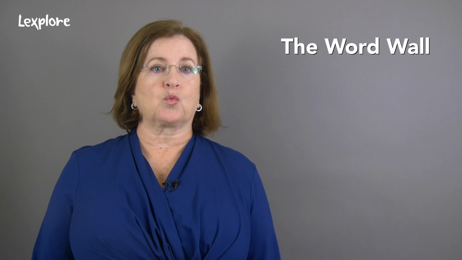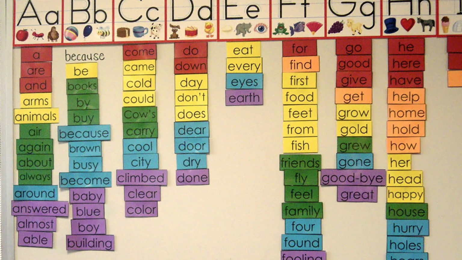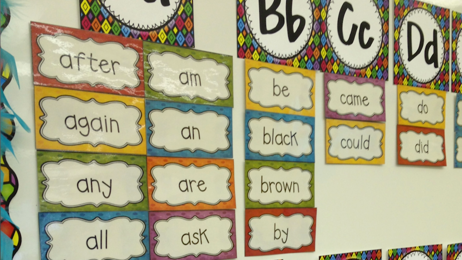Okay, first let's look for word walls. Is there a word wall in your room? How is it organized? If it's alphabetically with words that don't follow a particular spelling pattern, you are likely teaching words as kids are exposed to them in text. The words follow the reading material.